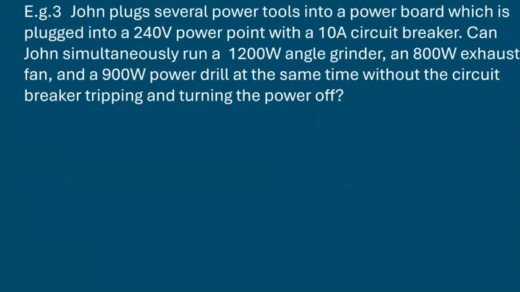Another example. John plugs several power tools into a power board, which is plugged into a 240 volt supply, and it has a 10 amp circuit breaker. So the circuit breaker is, if I draw more than 10 amps, it just cuts out the electricity to that line. Can John simultaneously run a 1200 watt angle grinder, an 800 watt exhaust fan, and a 900 watt power drill at the same time? So these are all obviously drawing power in parallel. And we want to know, is the current going to be too big to allow that circuit to keep operating?